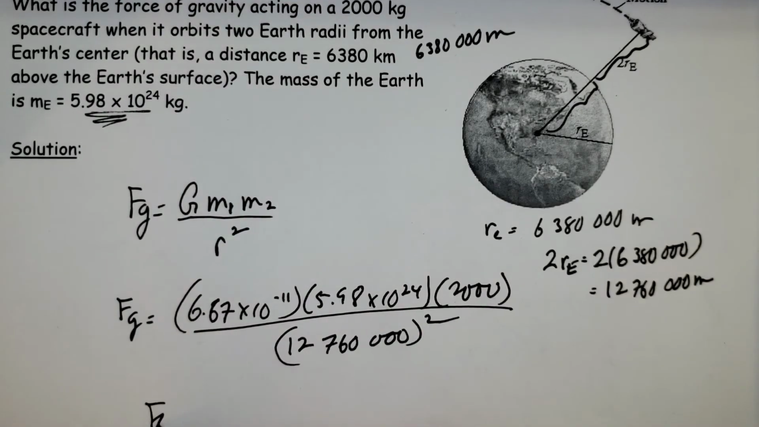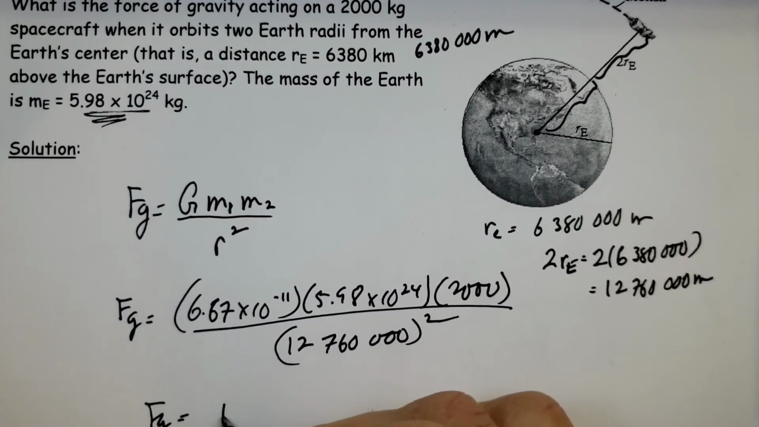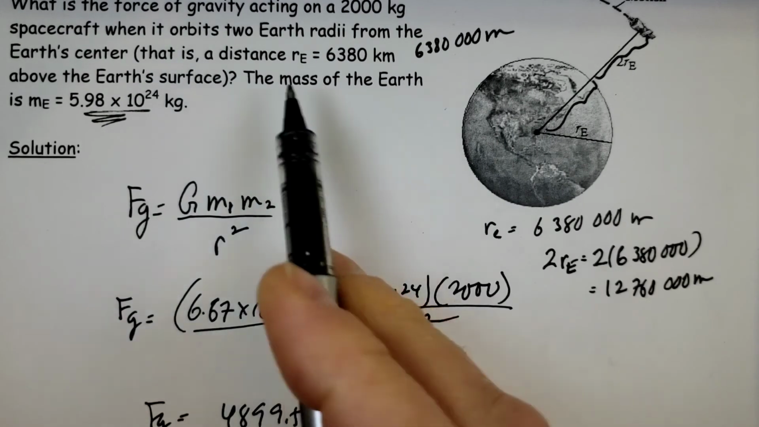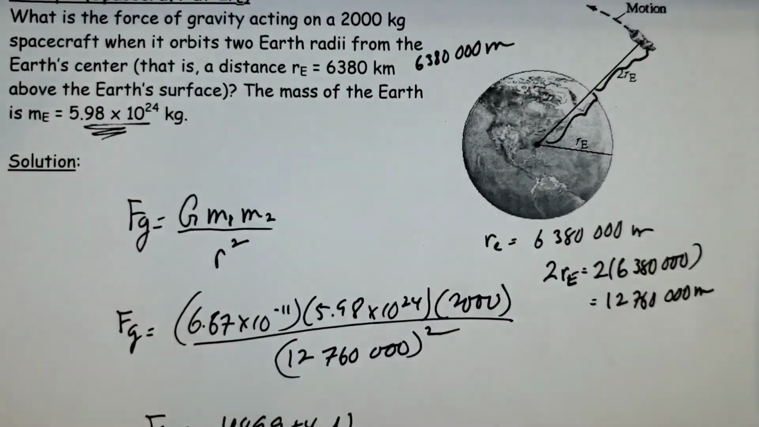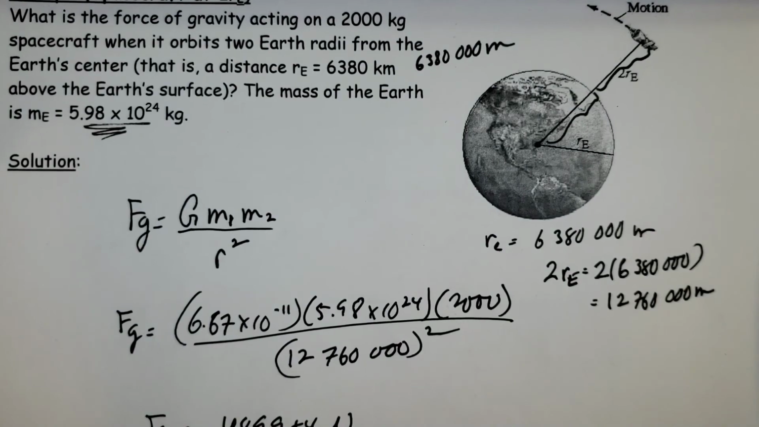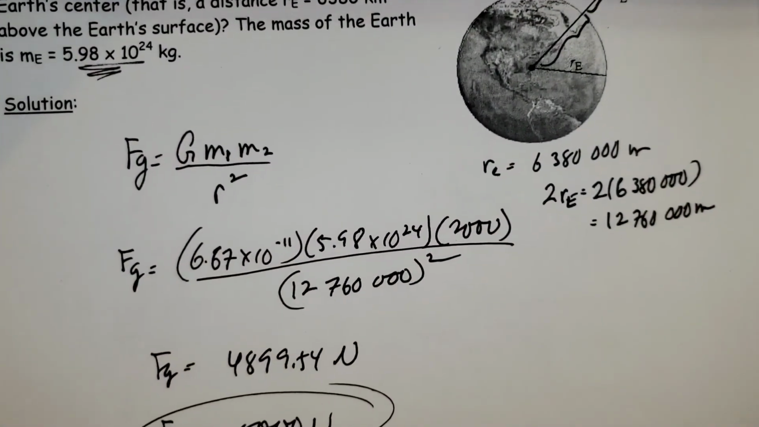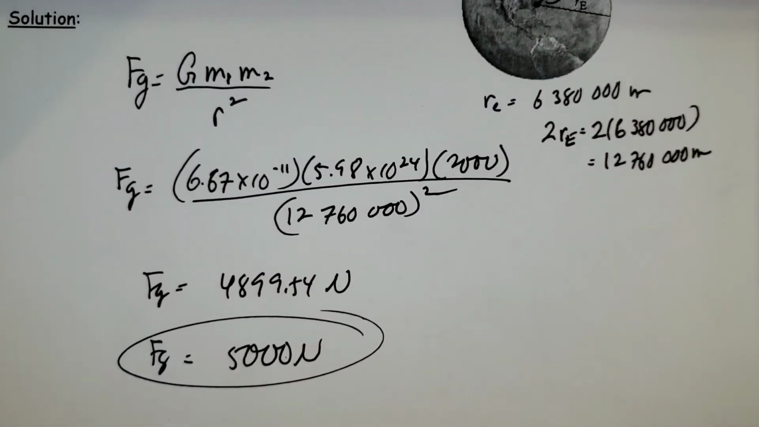Okay, so square that, and we get 4,899.54 newtons. And we'll just round it off to 1 sig fig, because we have 1 sig fig up over here. So 5,000 newtons. All right, so that's the first section. So be sure to watch the Cavendish video I have after this, and also the video indicating how the radius of the Earth was determined, and then from there, how the mass of the Earth could be determined.